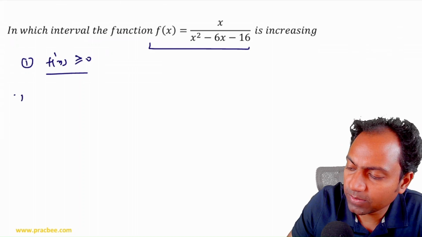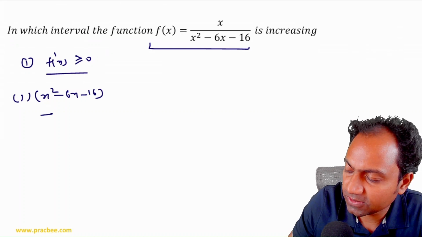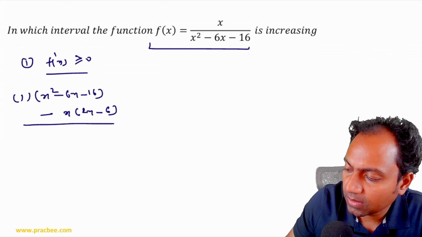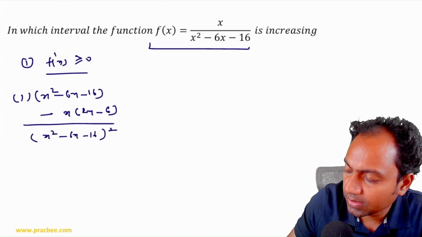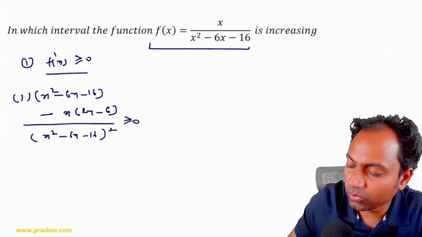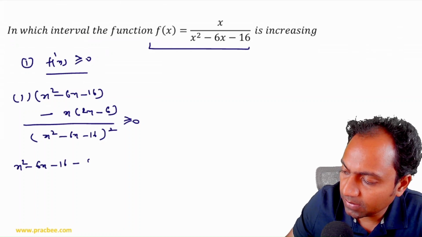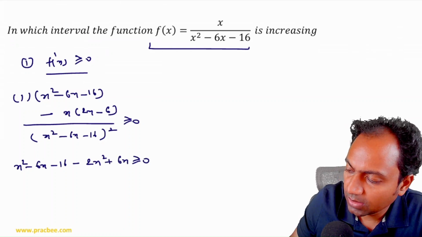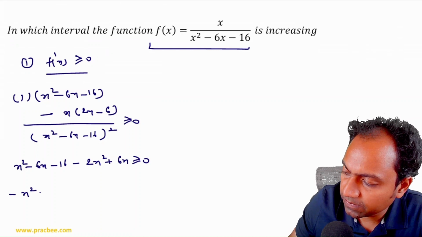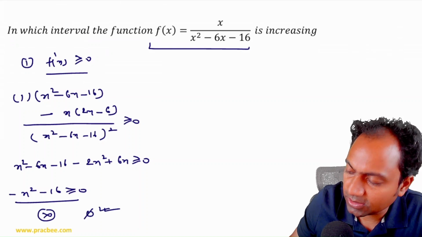So differentiation of numerator becomes 1. Denominator is x square minus 6x minus 16, minus x times the differentiation of denominator, that is 2x minus 6, by x square minus 6x minus 16 whole square, is greater than equal to 0. So this is going to happen when the numerator is positive. So that will happen when x square minus 6x minus 16 minus 2x square plus 6x is greater than equal to 0. If I simplify this, this is minus x square minus 16 is greater than equal to 0, and this will never happen. So the answer becomes null set.